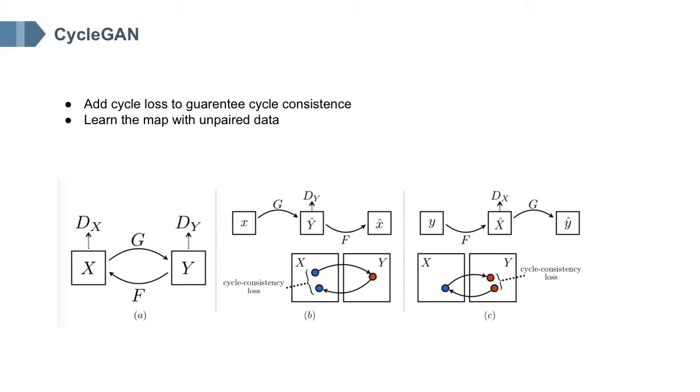CycleGAN learns the map between unpaired data because it believes there is some latent pattern in the two data sets, and it also adds a cycle loss to the whole architecture to avoid the situation where it maps all data to one, so that the model would break down.